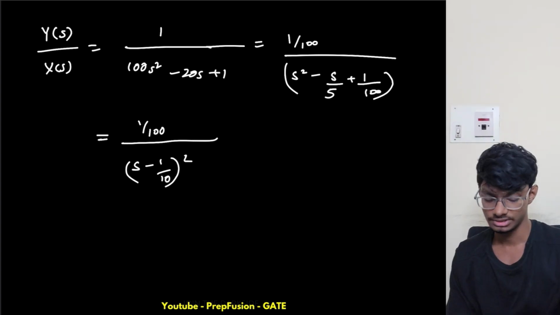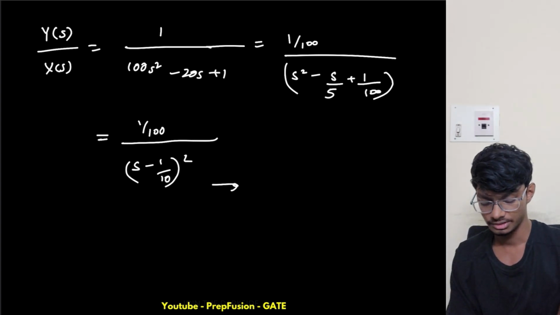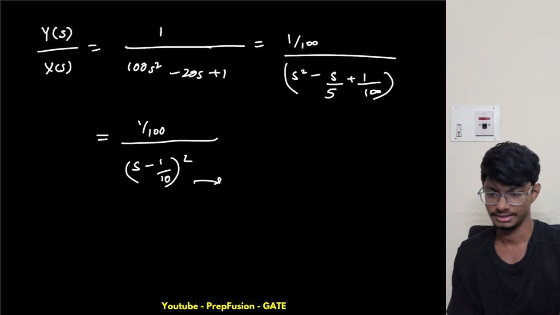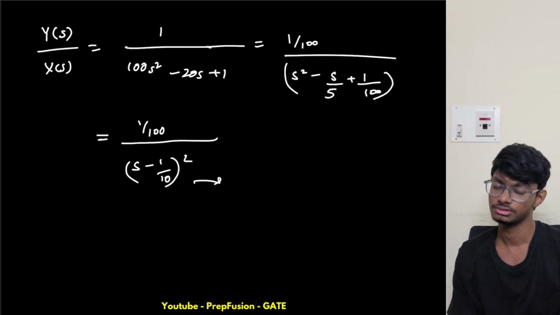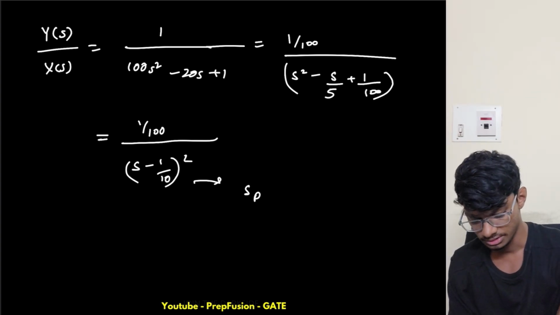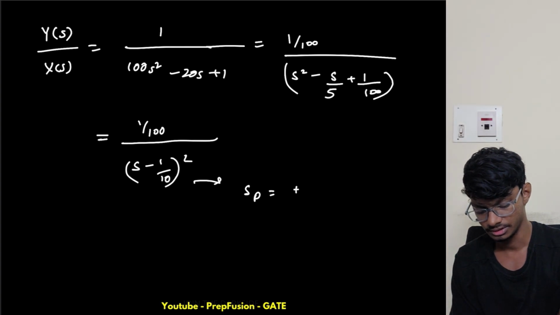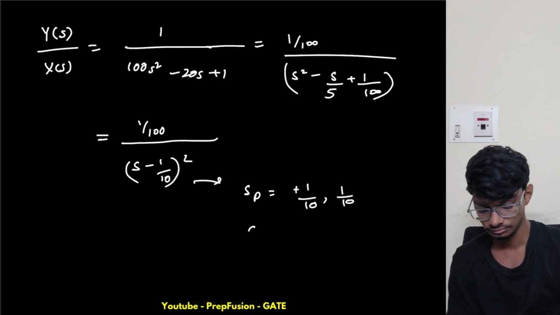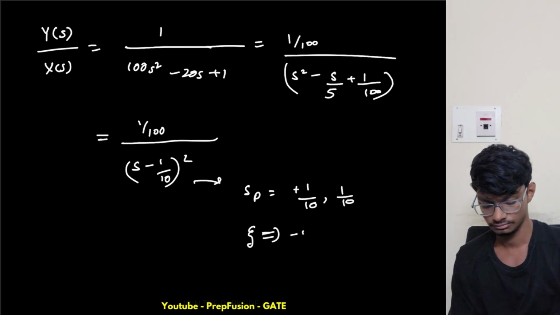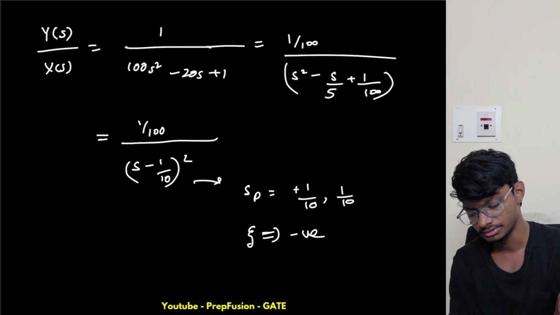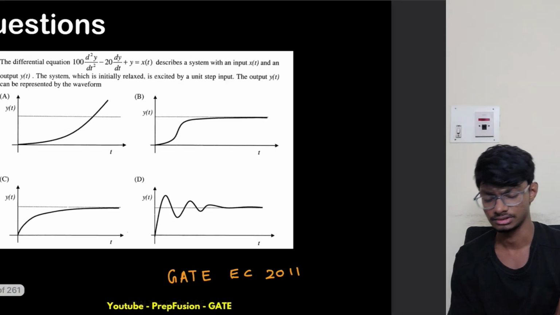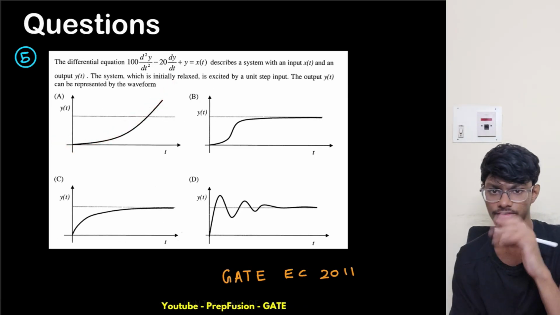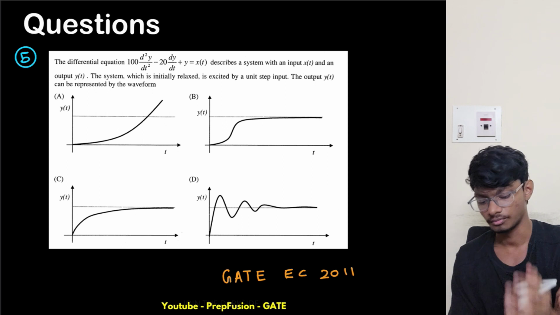So I can see repeated poles on the right hand side, or what I can say, the zeta is negative. That also I can say: repeated poles on the right hand side, and zeta is negative. The system is unstable. From here also I can say that this is going up. There is no limit. So from here I can eliminate the options.